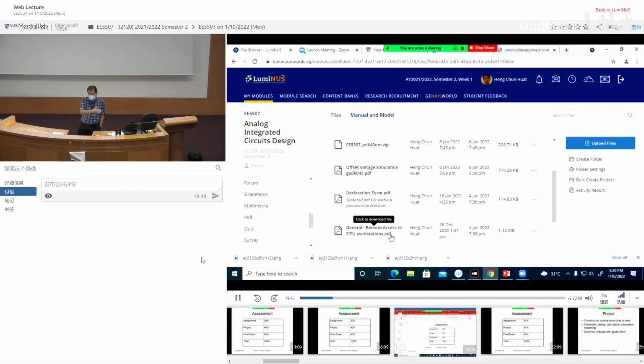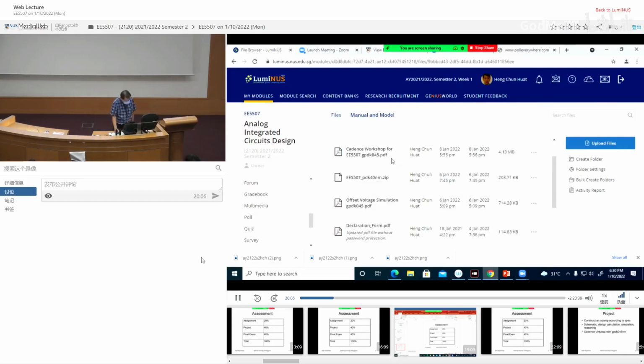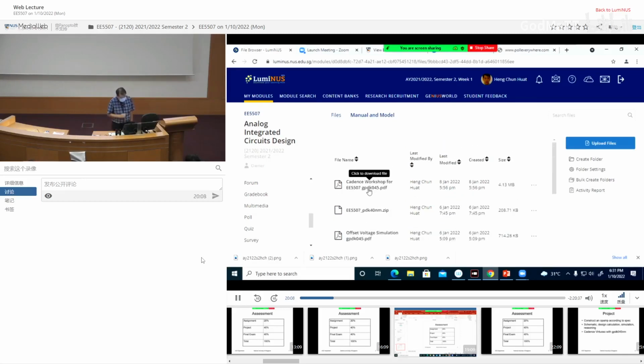Okay, so you have this detailed instruction how to launch the VPN and then access the EITU workstation, using a username and user account and password, and then how to launch the virtual show. Okay, if you are very ambitious, you could even follow the Cadence workshop. This is Cadence workshop. Another one is actually about offset voltage simulation. These two. You can even go through yourself.